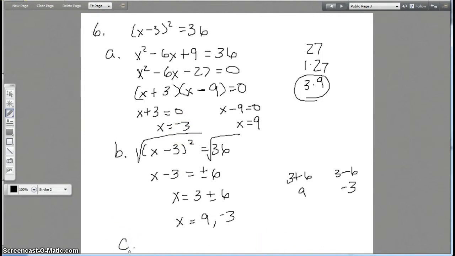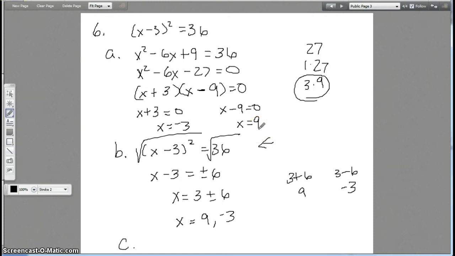For part C, it says, which method for solving the equation is easier? Well, I think this method was much easier. The square root method worked much better for this. It was very easy, where we had to go through a lot more work to do it the other way around. Okay, so that was number 6.